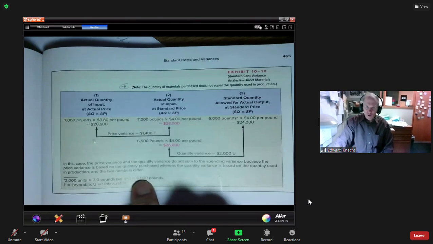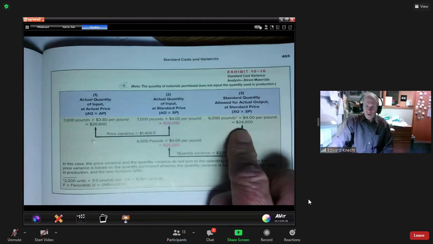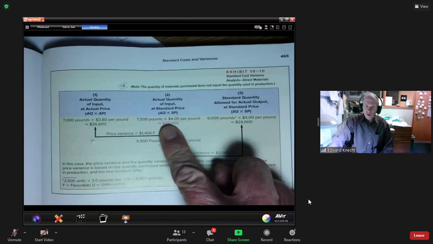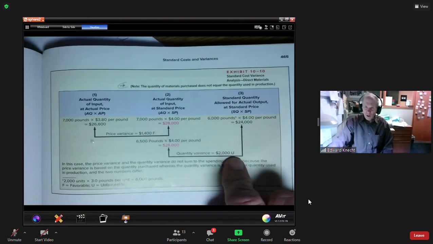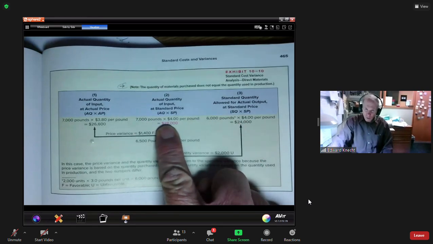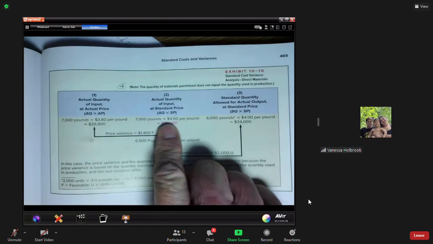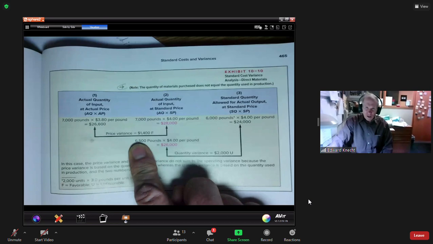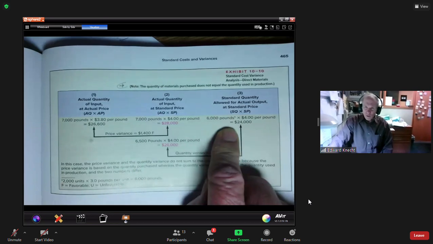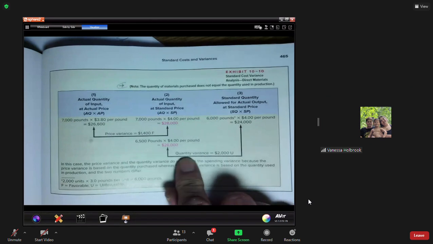So the standard should have been 6,000 pounds at the standard price of $4. This number's lower than this, so it's going to be unfavorable by 2,000, right? Oh, we can't compare it to this because this is all 7,000 pounds. We have to step down. So this is what we had purchased, but this is what we used. We actually used 6,500 pounds, but we should have only used 6,000 pounds. So that means we have an unfavorable quantity variance.